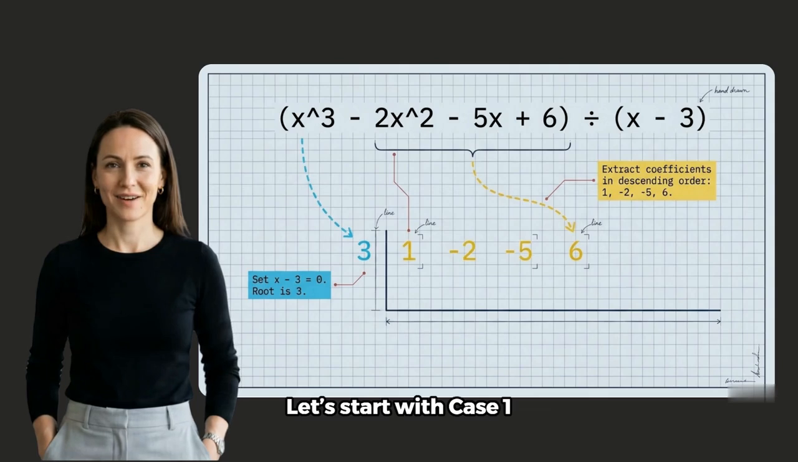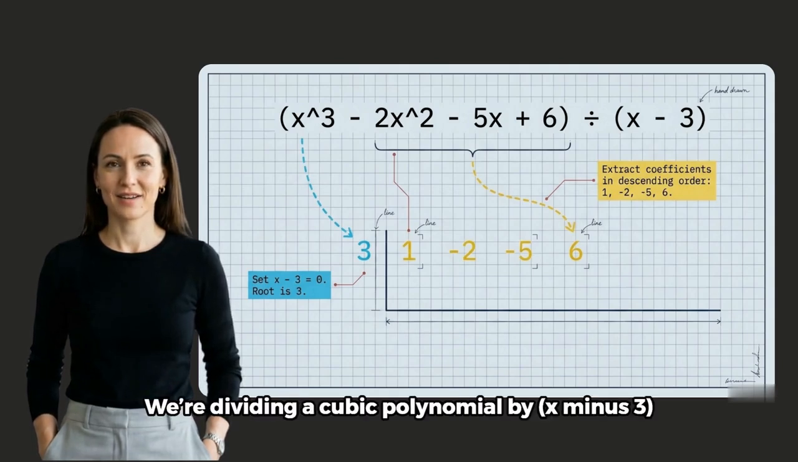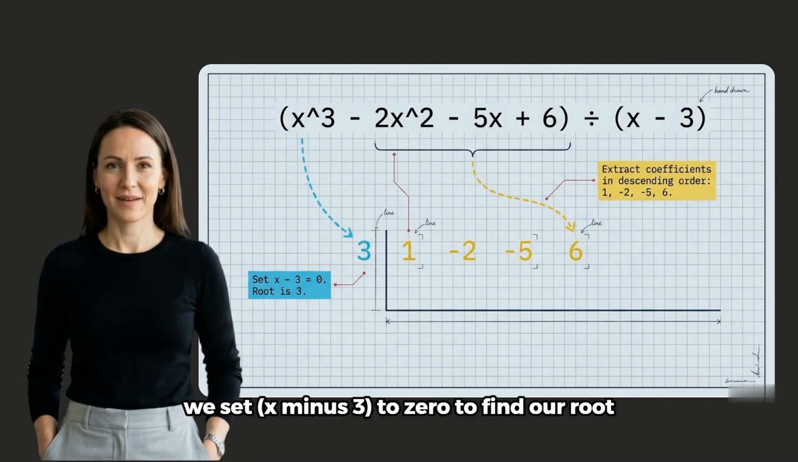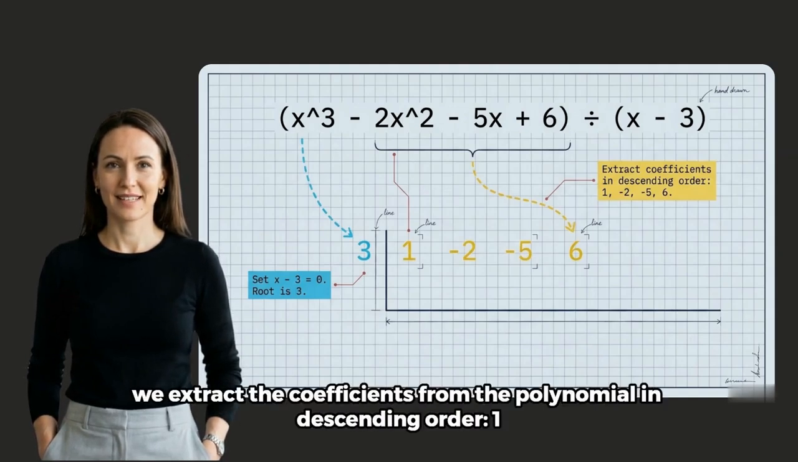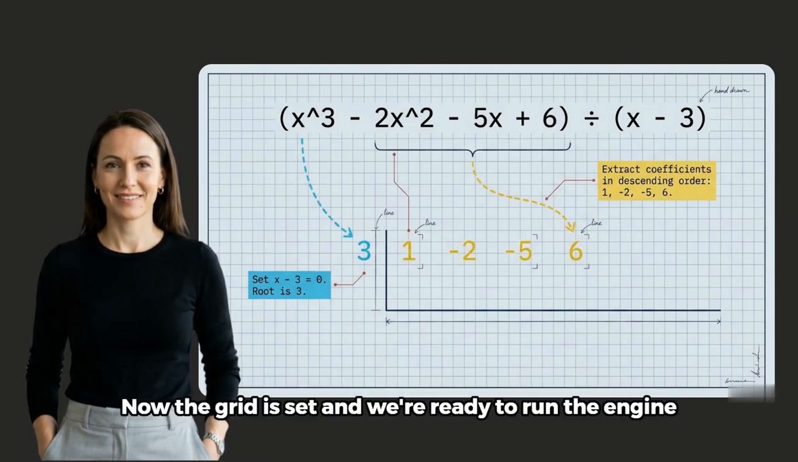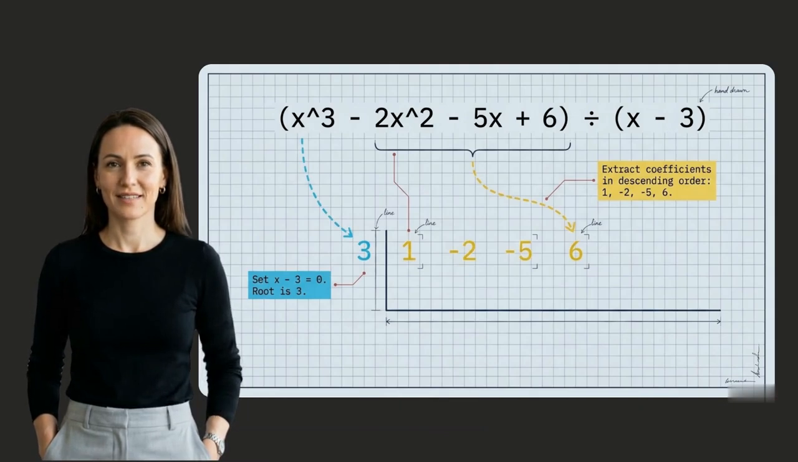Let's start with case 1. We're dividing a cubic polynomial by x minus 3. First, we set x minus 3 to 0 to find our root, which is 3. That's our gatekeeper. Then, we extract the coefficients from the polynomial in descending order: 1, minus 2, minus 5, and 6. Now the grid is set, and we're ready to run the engine.